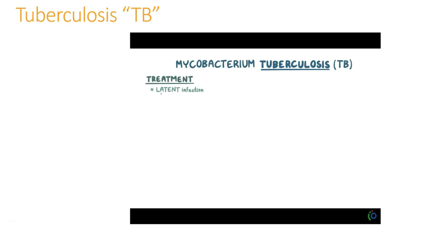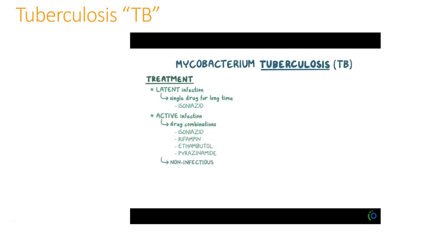Treatment of latent TB infection typically involves using a single drug for a prolonged period of time. The most common approach is isoniazid for 9 months. Treatment of active TB disease is typically done with different combinations of anti-TB antibiotics, like isoniazid, rifampin, ethambutol, and pyrazinamide, which results in patients being non-infectious to others usually within a few weeks.